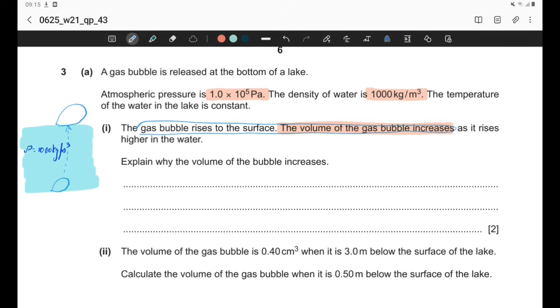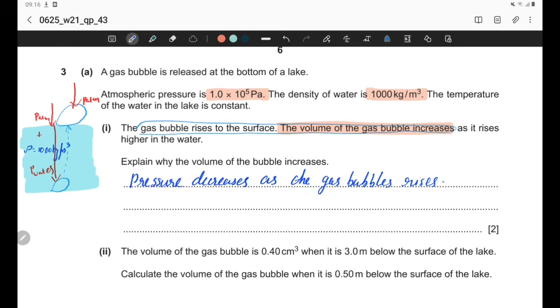We need to write the reason. So here we can see the pressure acting on the bubble when it is at the bottom of the lake is the sum of the pressure of the atmosphere plus the pressure of the water. So the total pressure is more when the bubble is at the bottom of the lake. But when the bubble is at the top of the lake, the only pressure acting is the pressure due to the atmosphere. So we can understand the pressure acting on the bubble is more when the bubble is at the bottom of the lake. So the first point we can write: pressure decreases as the gas bubble rises.